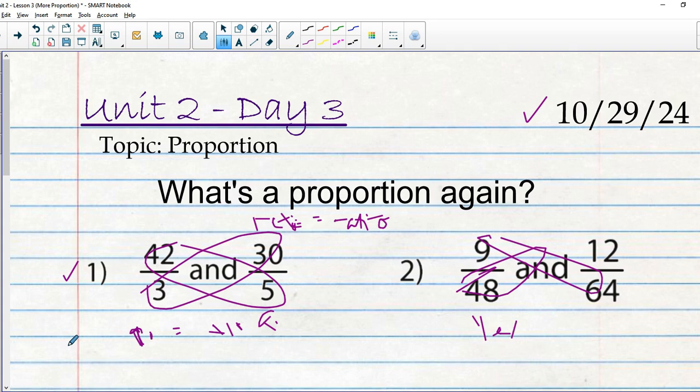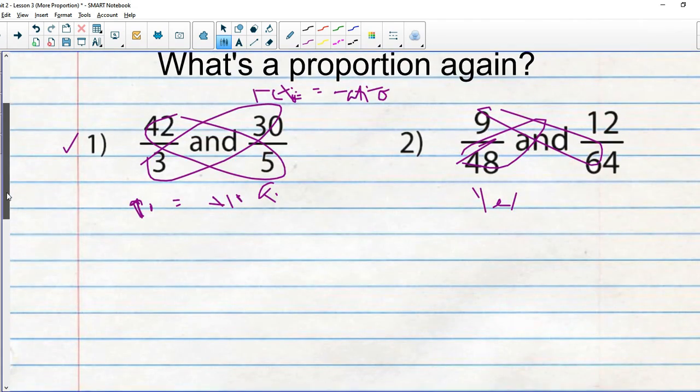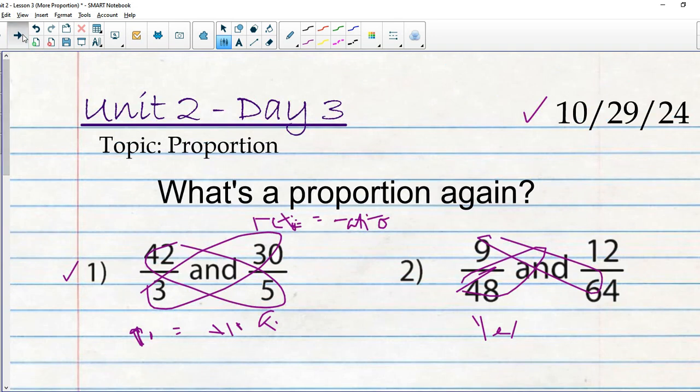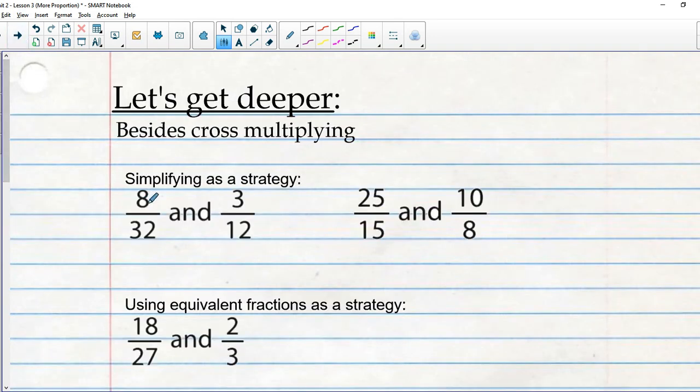So next, having said that, there are other ways you can examine to see if two ratios are in proportion, okay? Besides cross multiplying, the first thing would be something like simplifying. So for instance, even if you don't know simplifying, it's okay. I can just show it to you here.